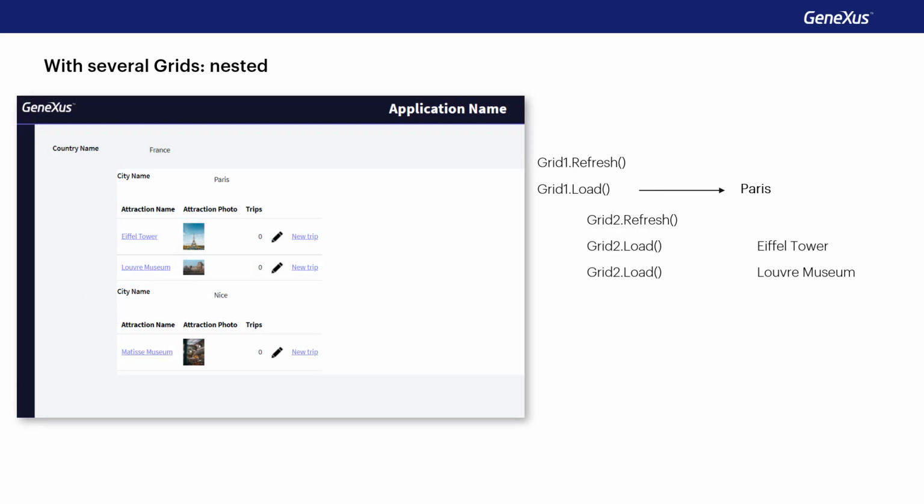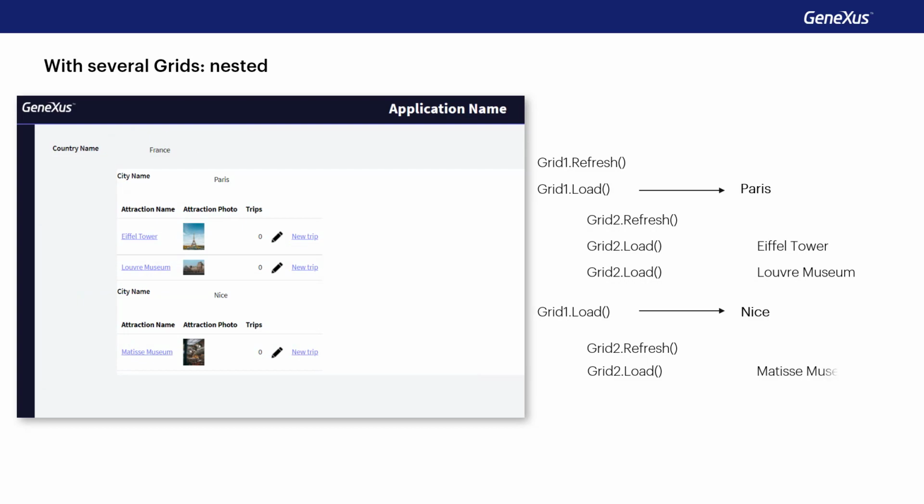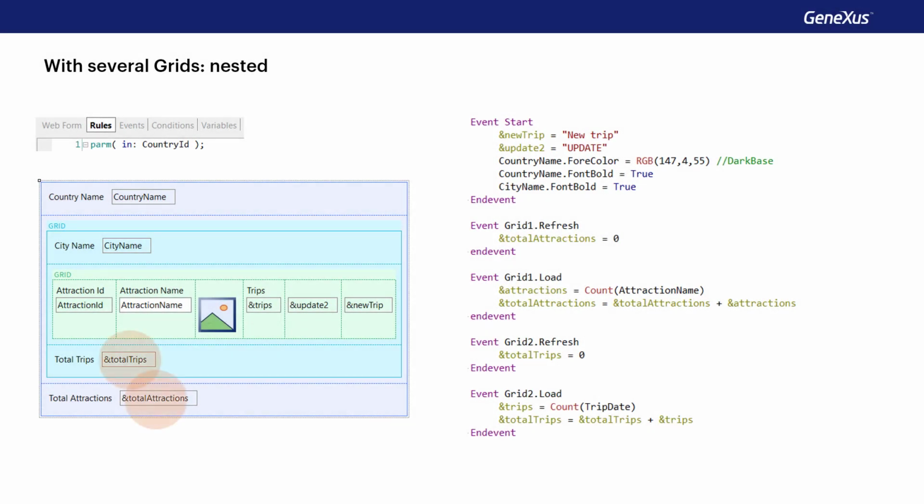Once the load of the nested grid is concluded, it'll move on to load the following city, Nice, and it'll be the same, triggering the refresh event of the nested grid once to then trigger the load event n times for loading the new attractions in Nice, which in this example is just one. Here, the variables are added to the screen to complete the rest you had previously. This will make the example identical, without the need for programming all the events in the system.